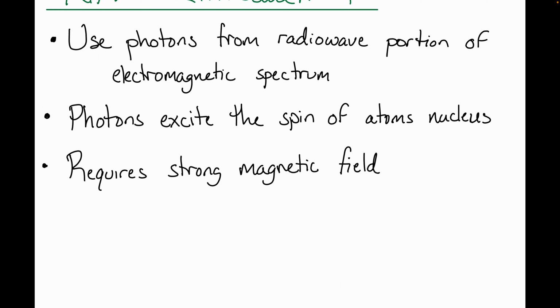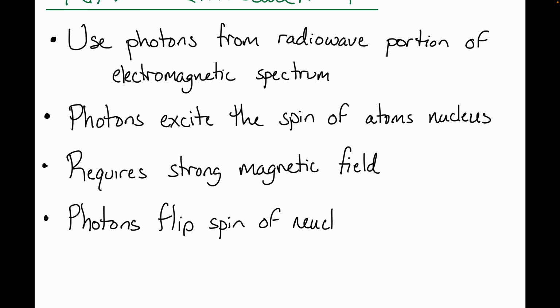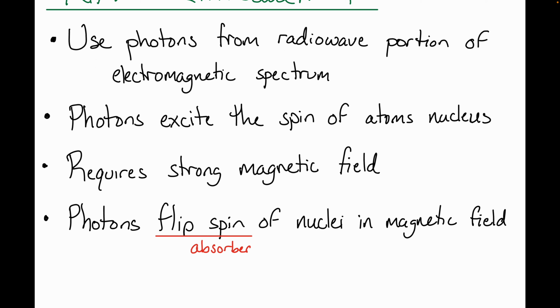So we're just going to note these photons, they flip the spin of that nuclei in that magnetic field. That's why they're being absorbed.